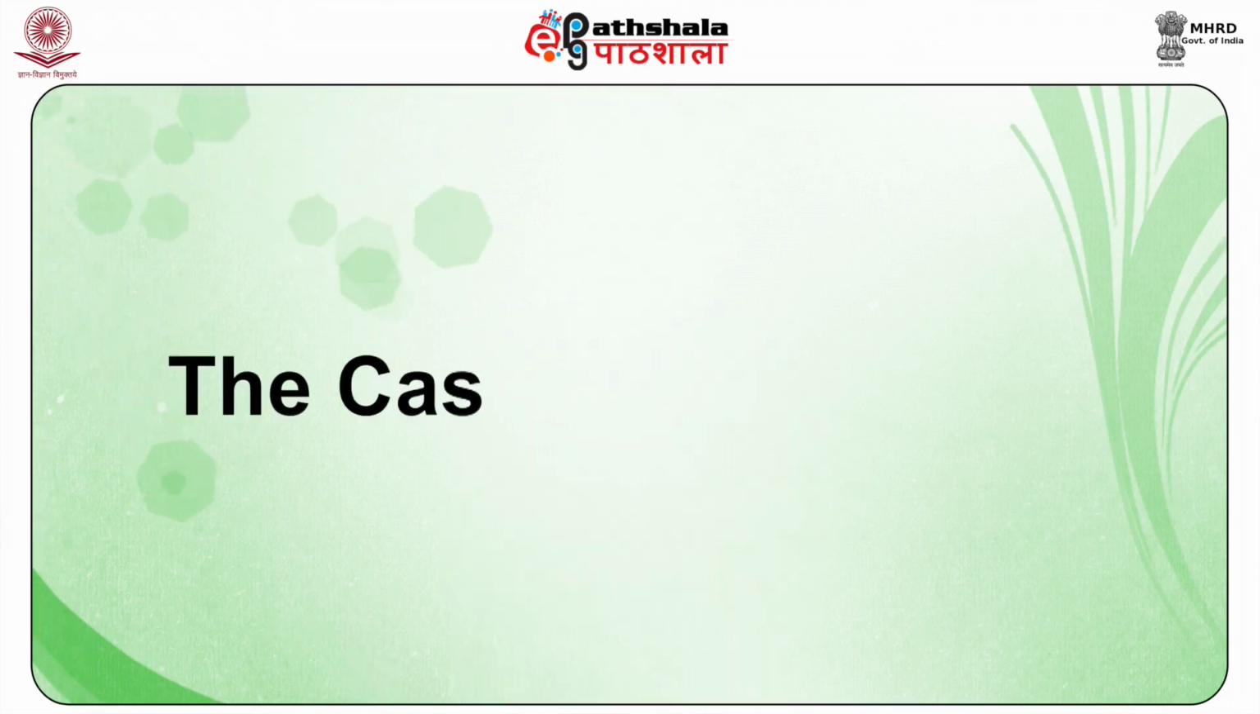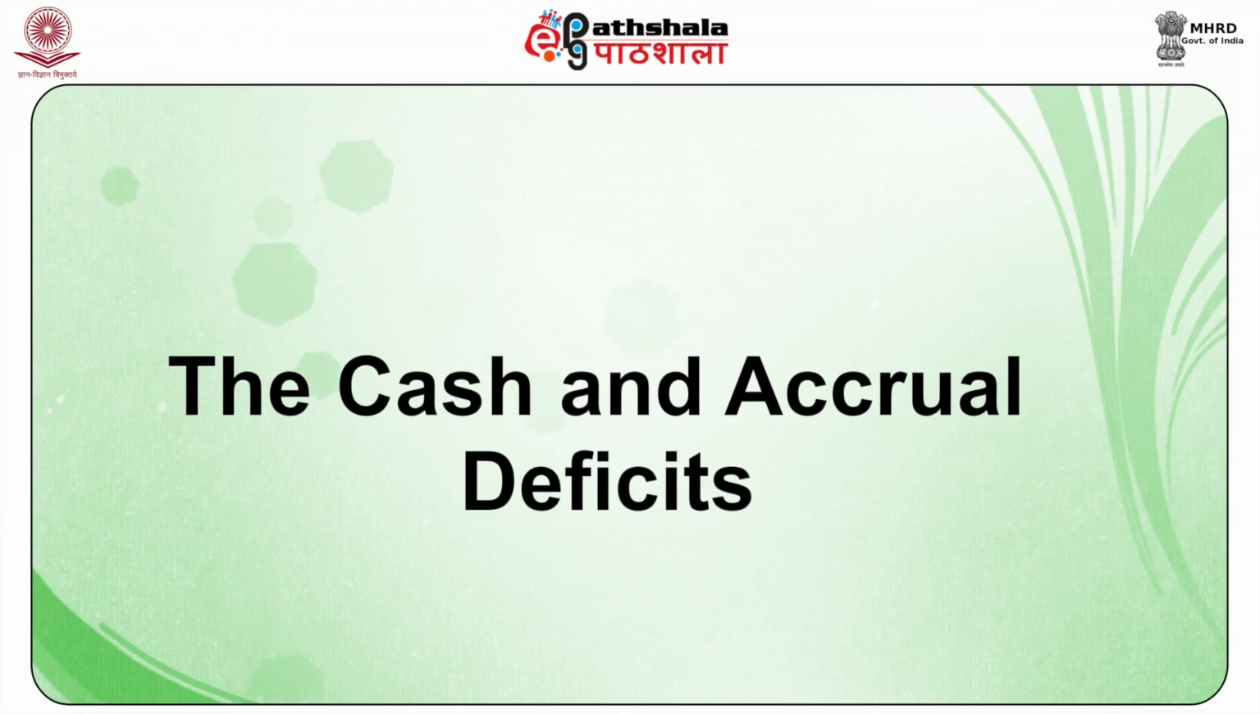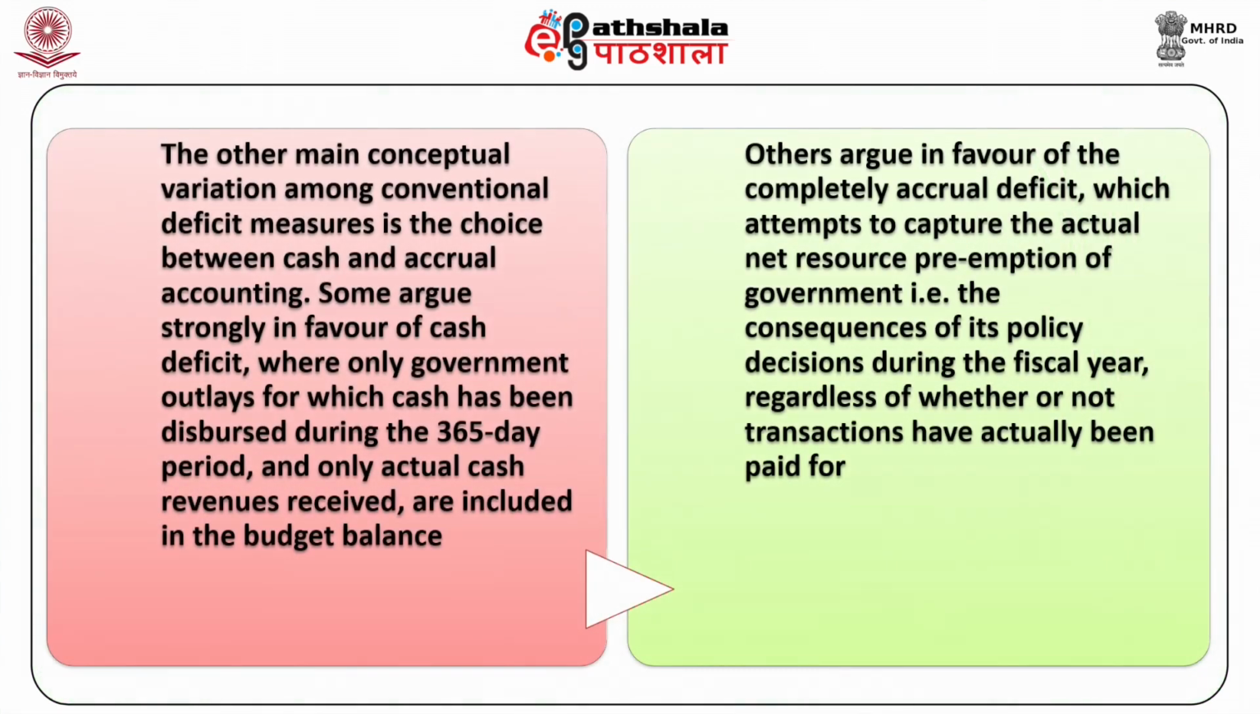estimate. The cash and accrual deficits. The other main conceptual variation among conventional deficit measures is the choice between cash and accrual accounting. Some argue strongly in favor of cash deficit, where only government outlays for which cash has been disbursed during the 365-day period and only actual cash revenues received are included in the budget balance.